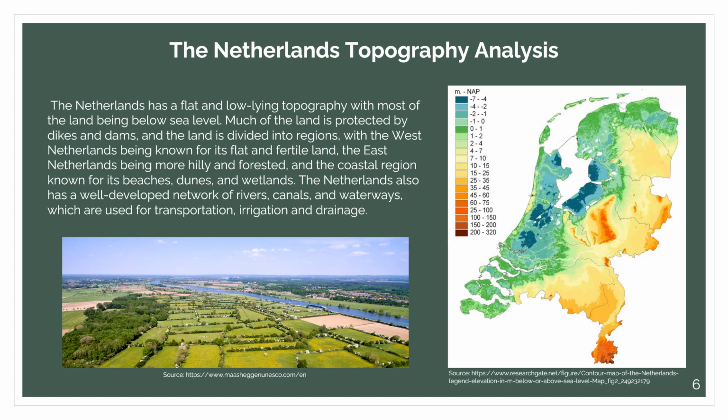Netherlands topography analysis. The Netherlands has a flat and low-lying topography with most of the land being below sea level. Much of the land is protected by dikes and dams, and the land is divided into regions, with the West Netherlands being known for its flat and fertile land, the East Netherlands being more hilly and forested, and the coastal region known for its beaches, dunes, and wetlands. The Netherlands also has a well-developed network of rivers, canals, and waterways which are used for transportation, irrigation, and drainage. In the right picture, we can see the levels of the topography in the Netherlands.